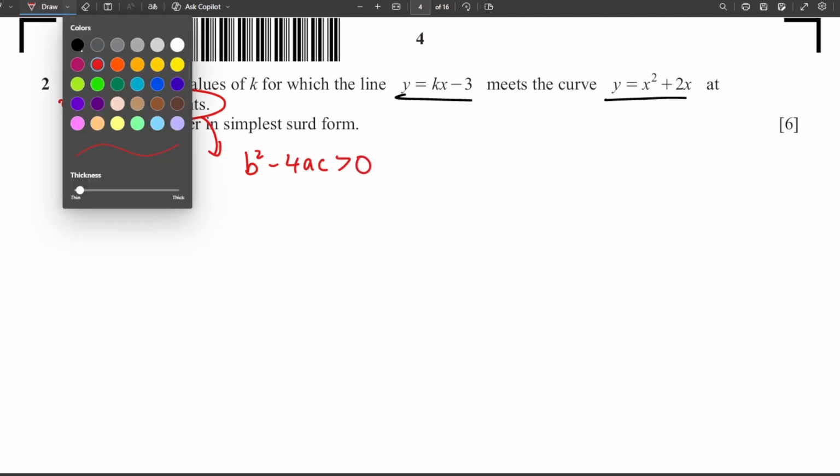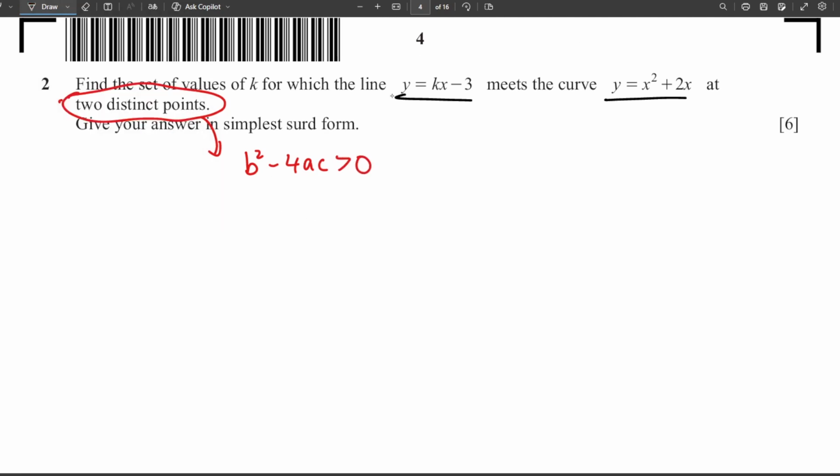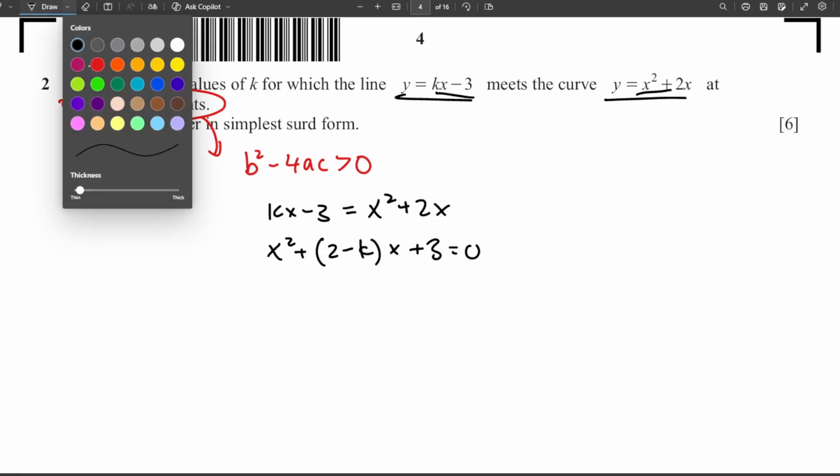So we try and do the equation first. Okay, so we equate these two, okay? Kx minus 3 equal to x squared plus 2x. Then we try to rearrange. Okay, in this case, what are the a, b, and c values?